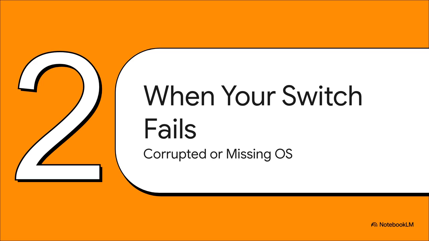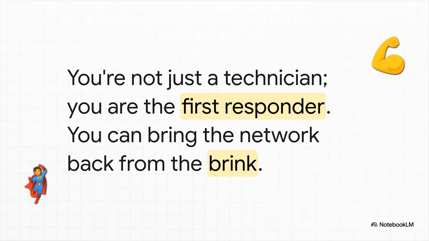This usually means one thing. The switch just can't find or load its operating system, the Cisco IOS XE. The file might be corrupted, maybe it got deleted somehow, or the boot instructions are pointing to the wrong place. It feels like a crisis for sure, but trust me, it's a very fixable one. This is your moment. You're not just a technician anymore, you're the first responder. With the right know-how, you can absolutely take control of this situation and bring that network right back from the brink. You're about to perform a little bit of IT magic.